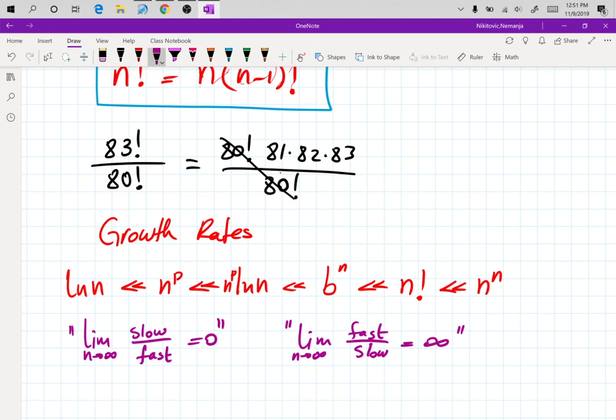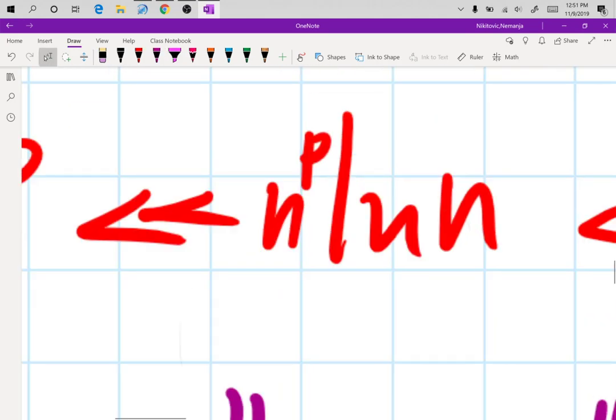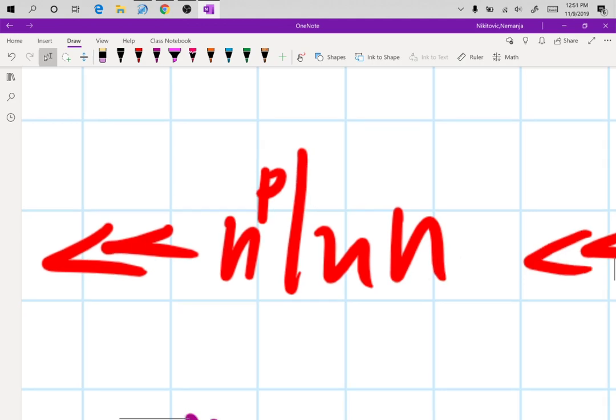What is that third term? The third term is n to the p times ln n. This one? Yeah.